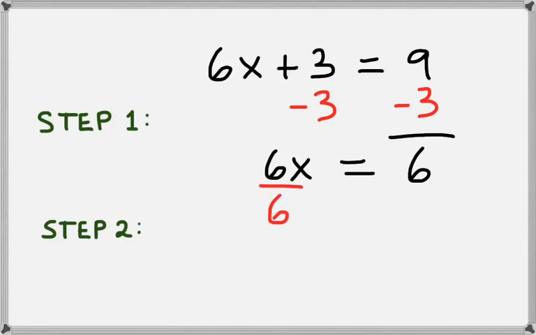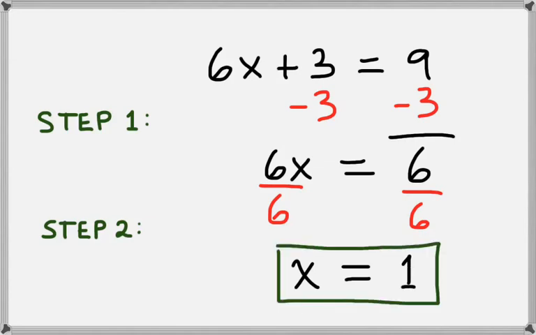So we did that on the left-hand side, now we have to do it on the right-hand side. So on the left-hand side we're left with x, and on the right-hand side we're left with 6 divided by 6, which is 1. So our answer is x equals 1.